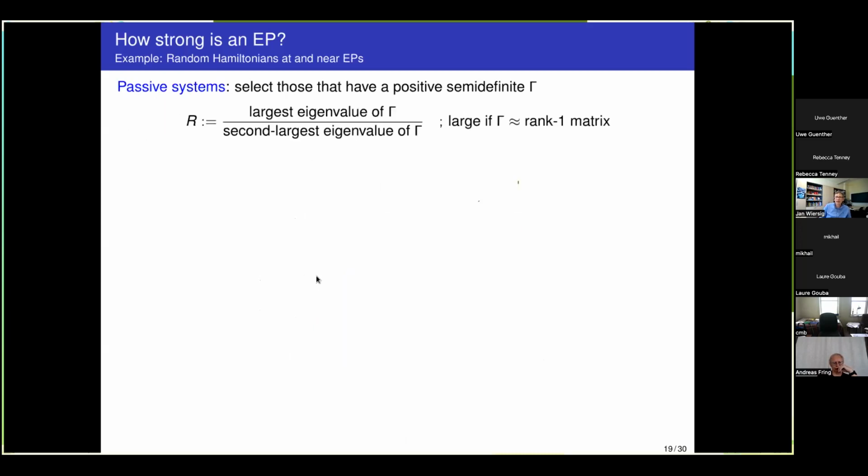Okay. Here, now for passive systems, I do a similar calculation. I take even more realizations, 100 times more, and I select those realizations that have a positive semi-definite decay operator, and consider only those. Then I have random exceptional points in passive systems. To have a crude estimate of the closeness of gamma to a rank 1 matrix, I have just defined this quantity. It's the largest eigenvalue of gamma divided by the second largest one. So if this quantity is very large, it means that gamma is close to a rank 1 matrix.